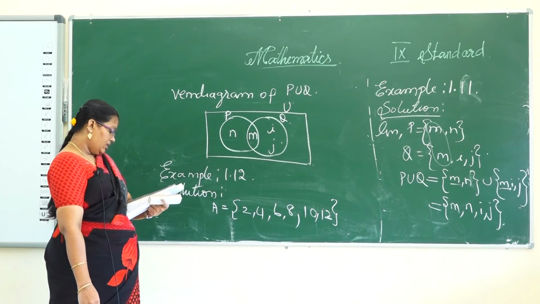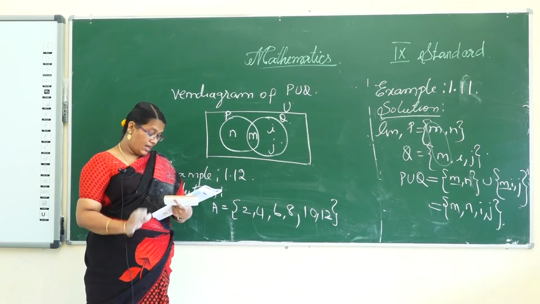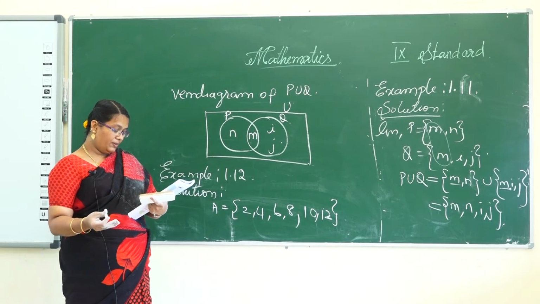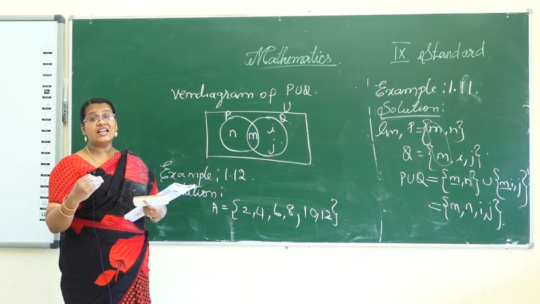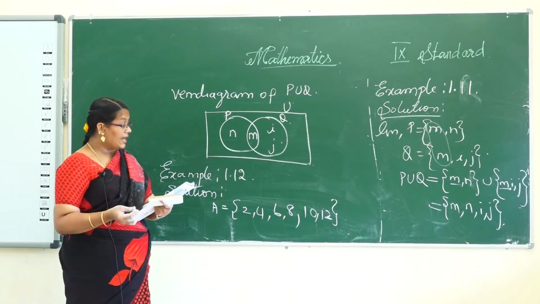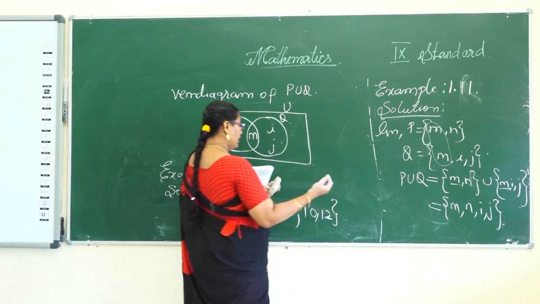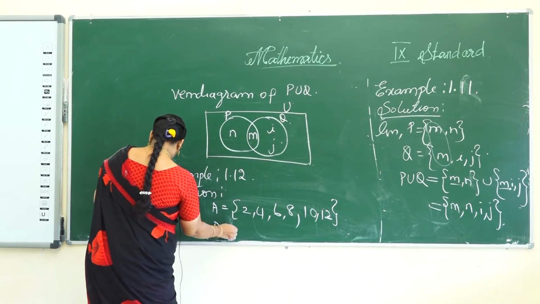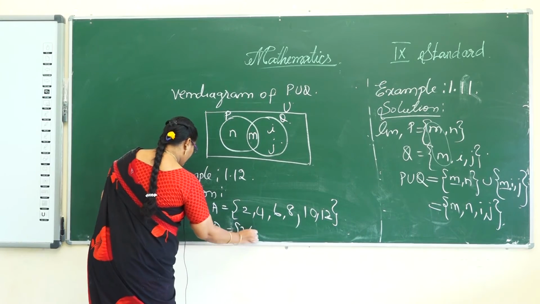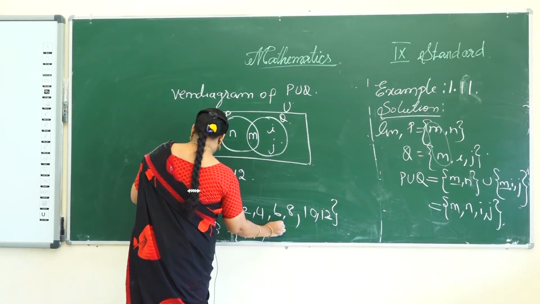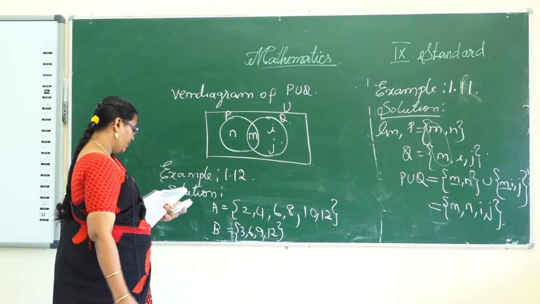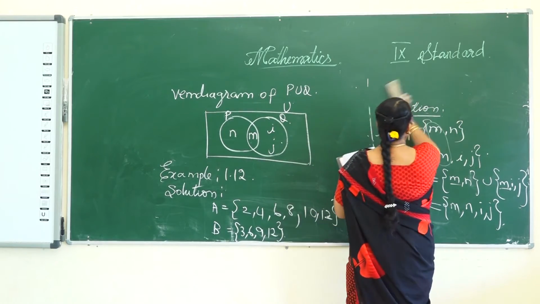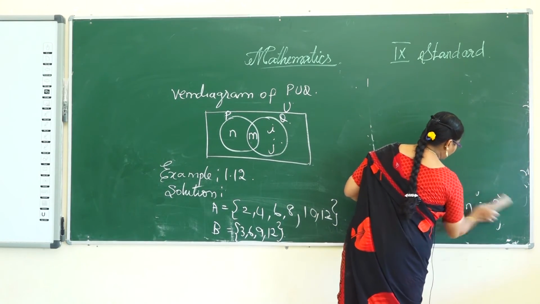And then B, the set of all x such that x is a multiple of 3 and x is a natural number. So what are the multiples? Here also the condition x is less than or equal to 12 is given, so 12 is also included. What are the multiples of 3? 3, 6, 9, 12. These are the multiples of 3. Now we find A intersection B.